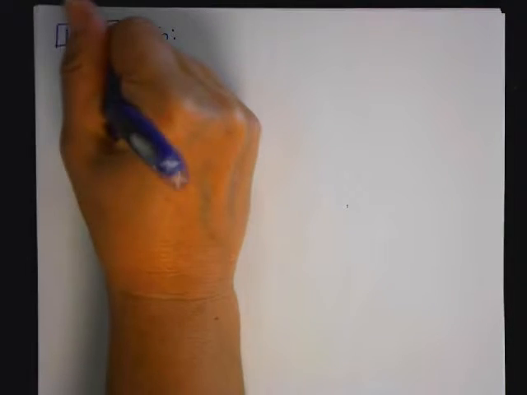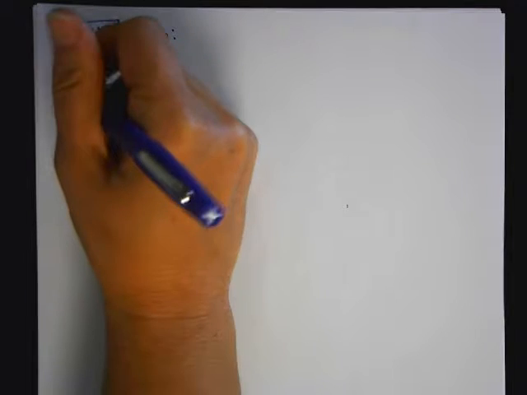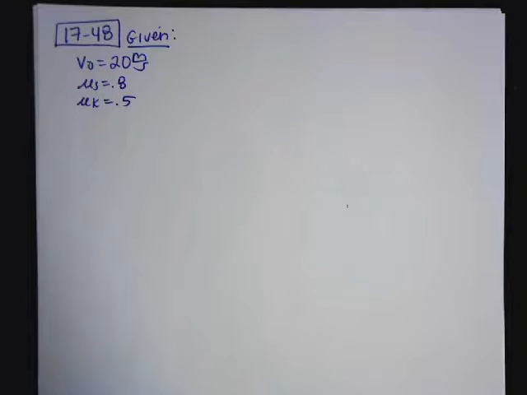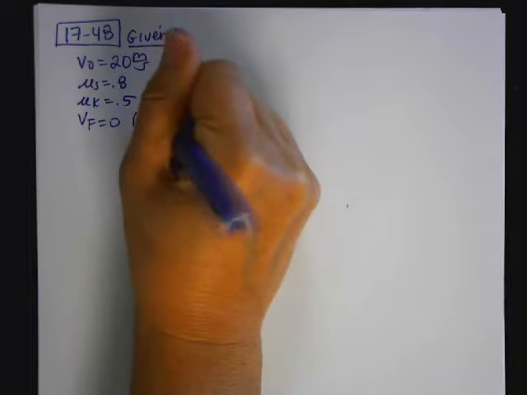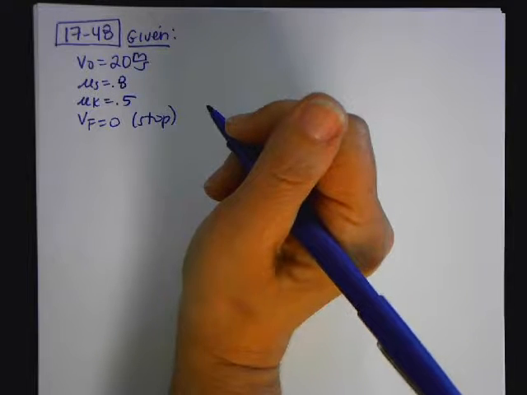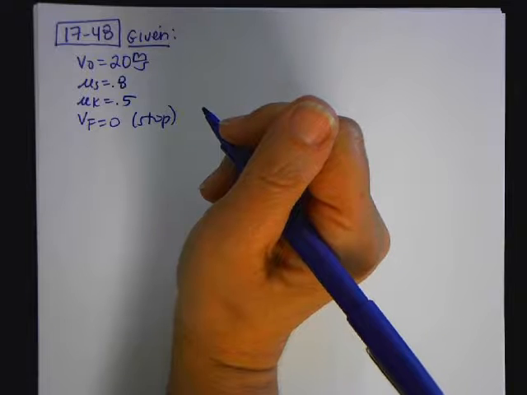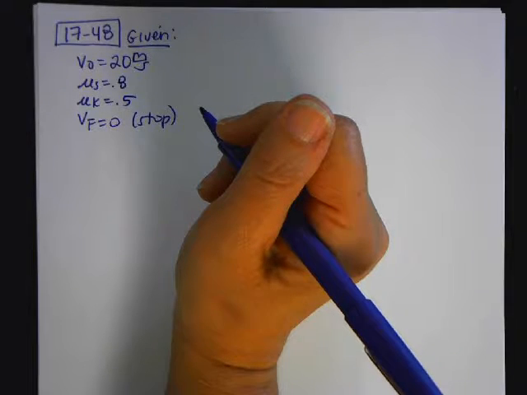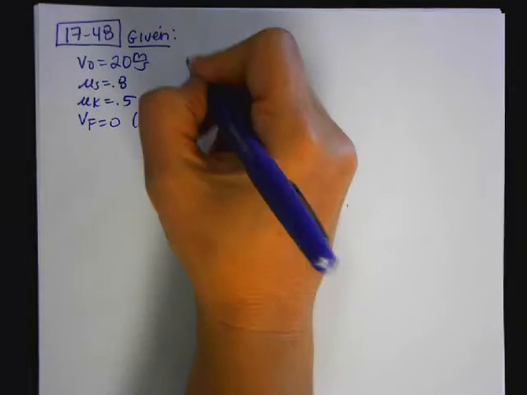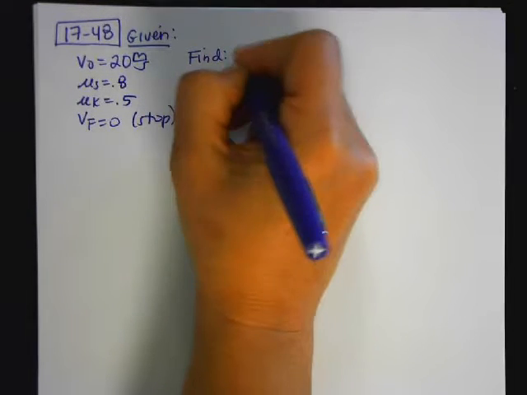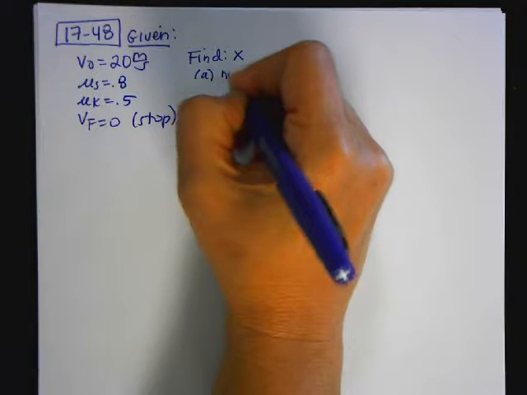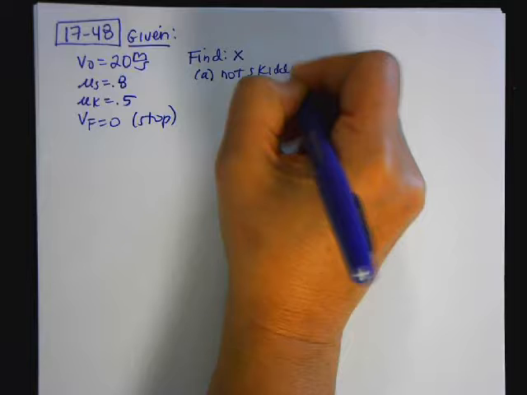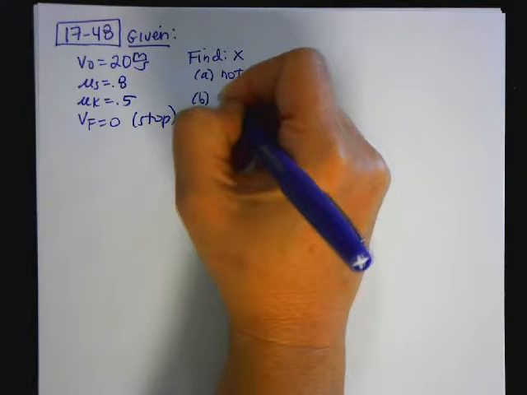So mu sub S is equal to 0.8, and mu sub K is equal to 0.5. Determine the stopping distance. If it comes to a stop, the final velocity is 0. If the car is able to stop as quickly as possible without skidding, and then determine the stopping distance if the car skids. Okay, so we want to find x, but the situation for finding x is A, if it's not skidding, and B, if it skids.